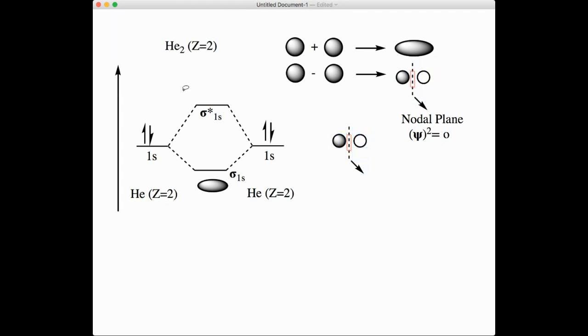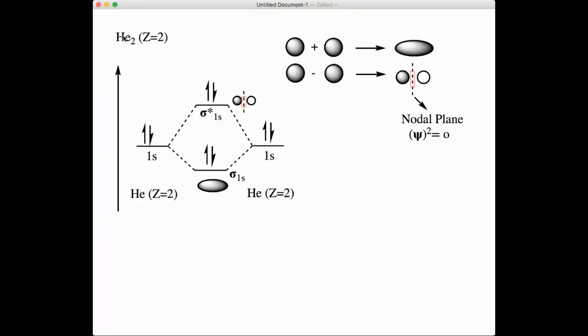And now my next question, guys, is how many electrons should I place in my molecular orbital diagram for the molecule of He2? How many electrons should I fill now in my molecular orbital diagram? So the total of 4 electrons, because there are 2 electrons in one atom, and there are another 2 electrons in the second atom. That's a total of 4. So I'm going to place 2 electrons here, and I'm going to place 2 electrons here. That's a total of 4.